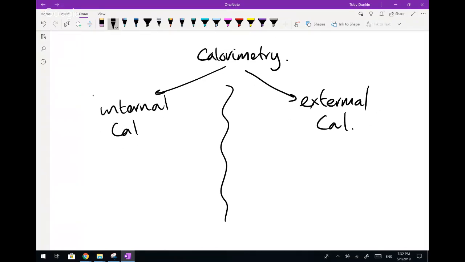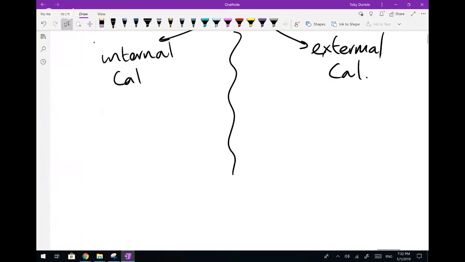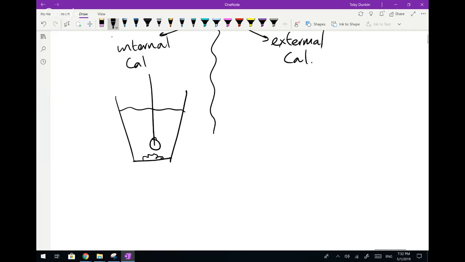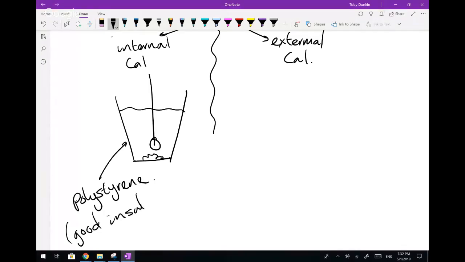Let me explain. The word internal calorimetry is the idea of where the heat source is. Internal calorimetry is where you are in a polystyrene cup and you have your thermometer in the middle, and you're always doing a reaction in the calorimeter. By the way, a calorimeter is the polystyrene cup. The reason for polystyrene is because it's a good insulator. It'll reduce heat loss. We wouldn't want to use a beaker, for example.